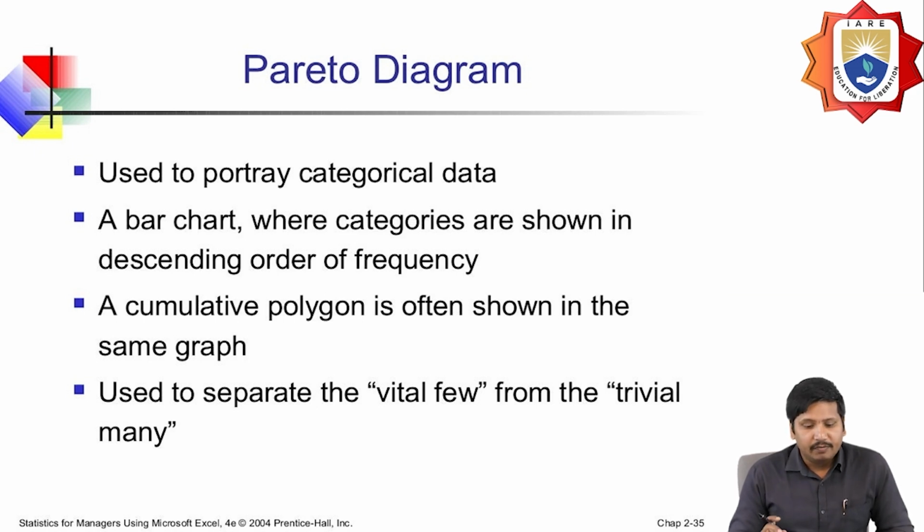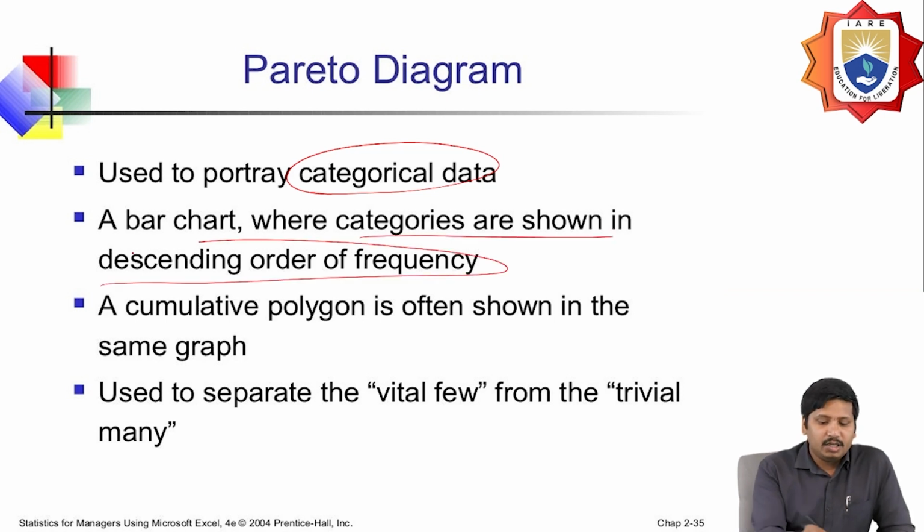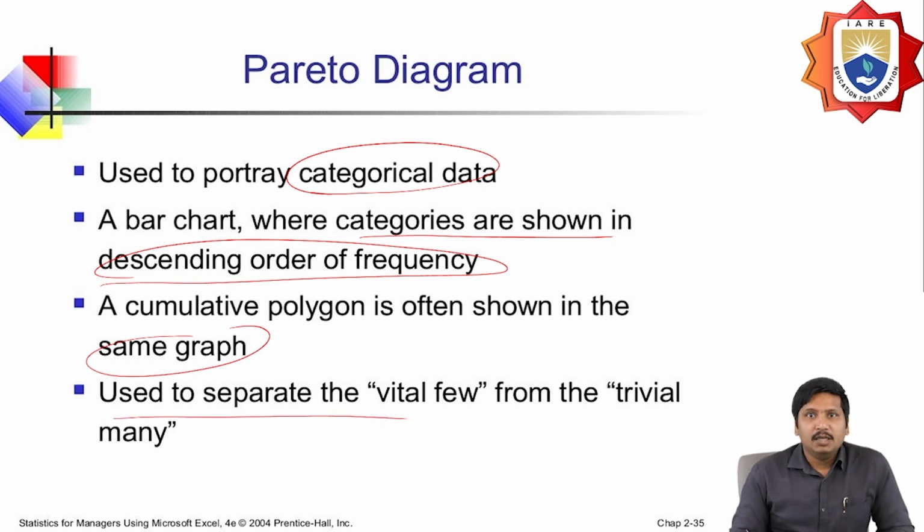This is another kind of diagram to represent categorical data. Here the categories are shown in descending order of frequency. The cumulative polygon is often shown in the same graph and is used to separate the vital few from the trivial many. So the Pareto diagram is used to represent categorical data, where the bar chart shows the categories in decreasing order of frequency and the cumulative polygon is shown on the same graph, used to separate the vital few from the trivial many.